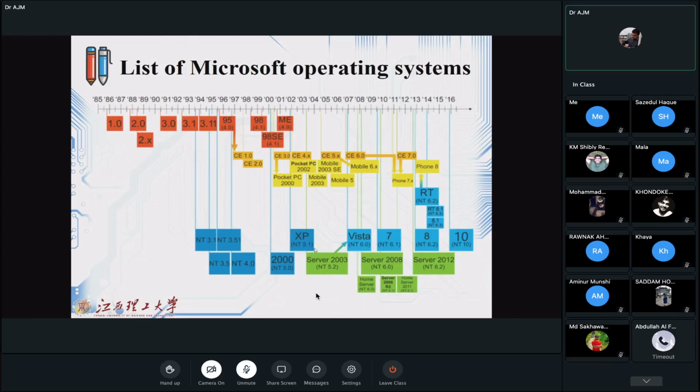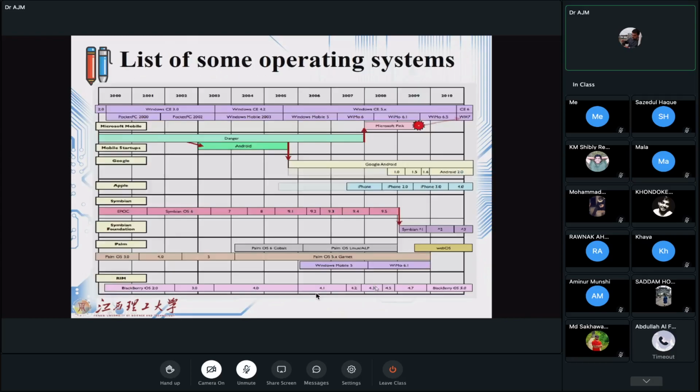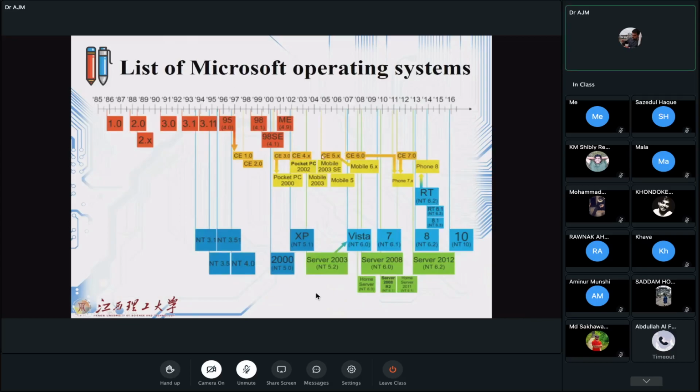And the nice thing is that after XP we have Vista. Vista was good, but it failed. And Windows 7 was better. And you know, Windows 8 came out, even 8.1, but it failed. And Windows 10 was better and more sustainable than the others. That was for the Microsoft operating system. We don't want to advertise for them, but really they have done a nice job till today.